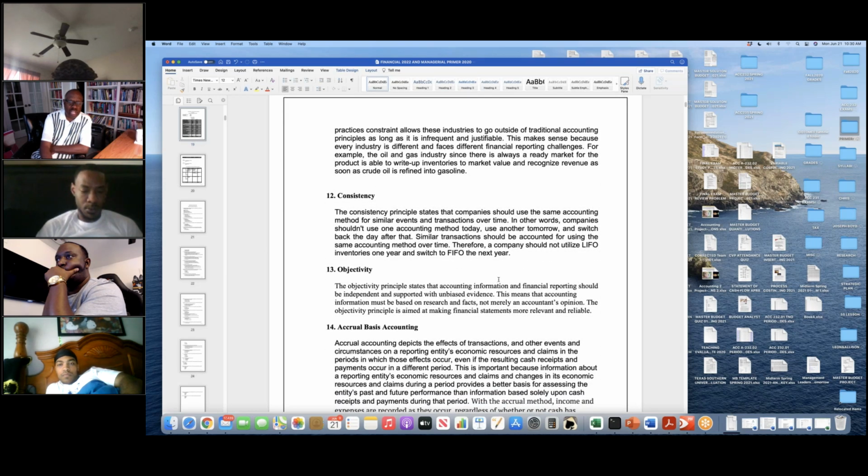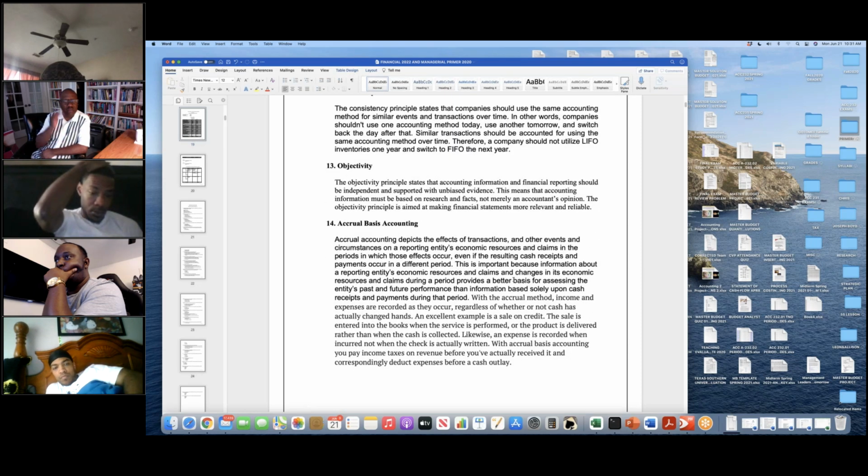We want objective records. There needs to be objectivity. So you've got to have documentation on what's happened. You don't just guess about what it is. You've got to have evidence. So if a financial transaction occurred, there should be evidence of it.